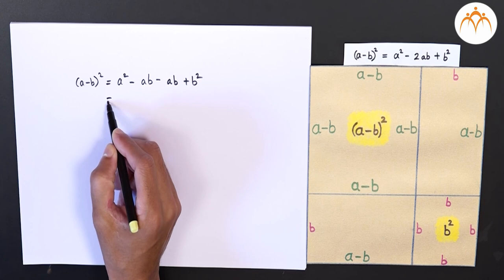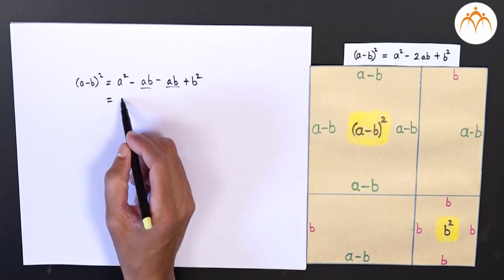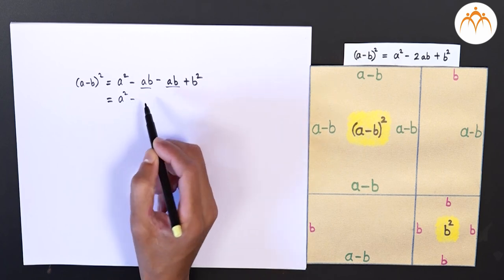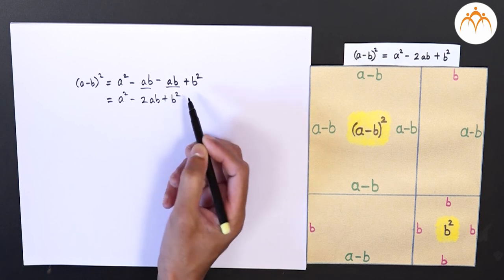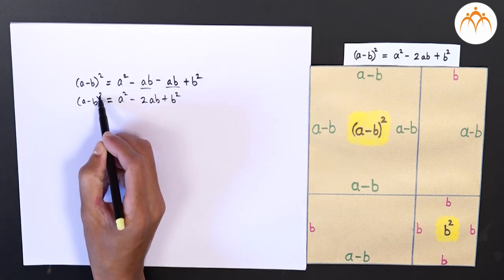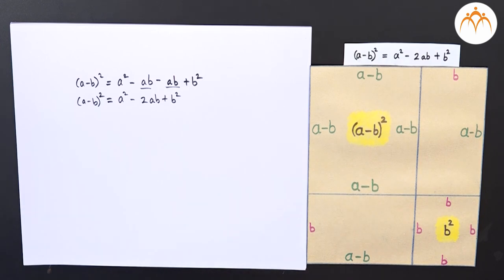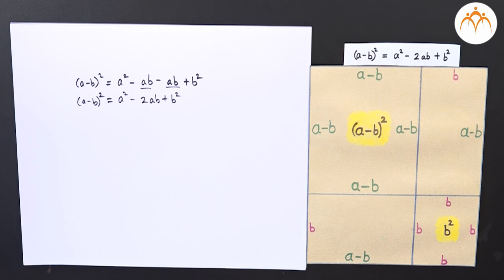And now it is easy to see that the term AB appears twice, so we can write it as A square minus 2AB plus B square, and hence we obtain a formula that (A minus B) the whole square is equal to A square minus 2AB plus B square.